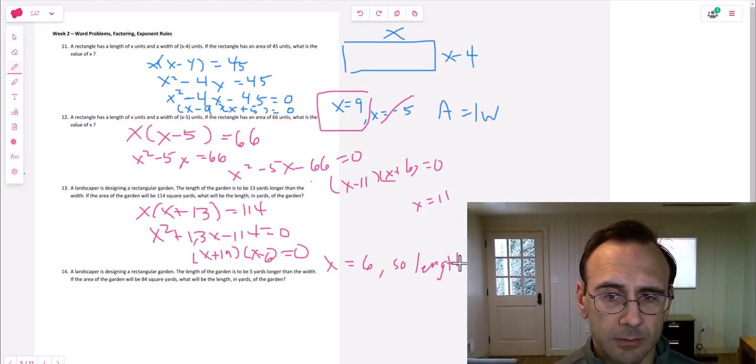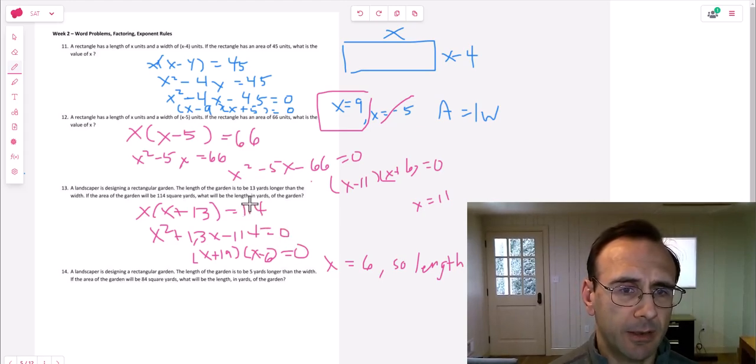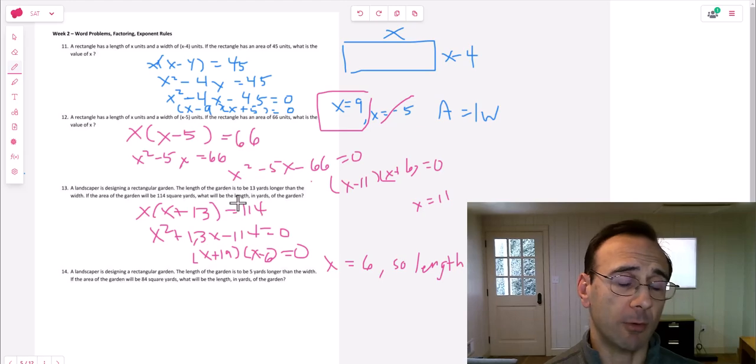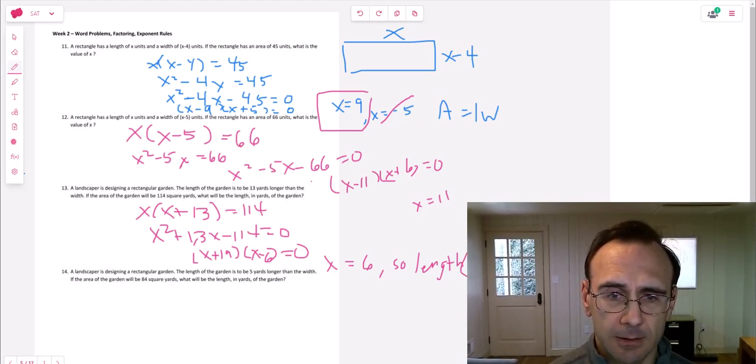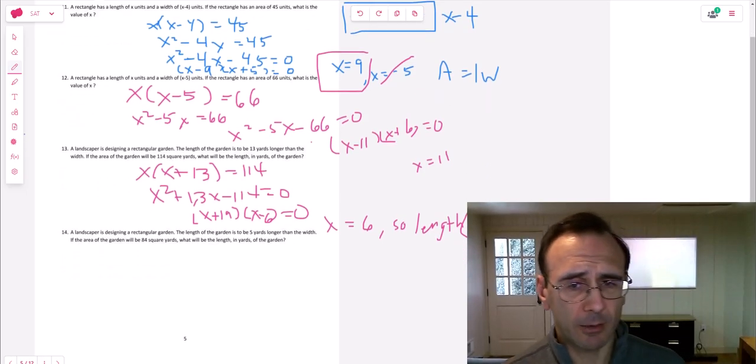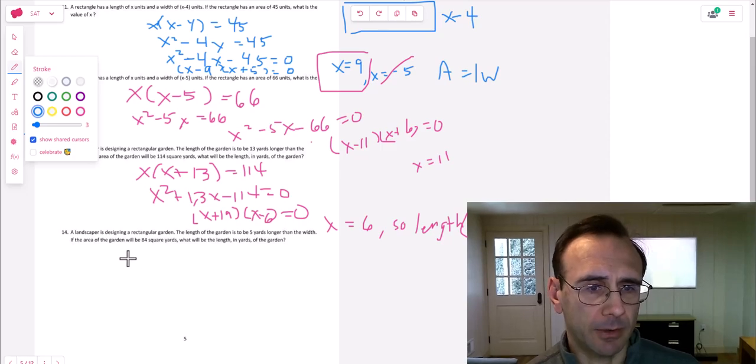13 is a little, not tricky, but there's an extra step. You get that x is 6, but that's the width, or at least the way I wrote my equation. So the length is 19. So depending on which variable you use for what, might be a little different there.